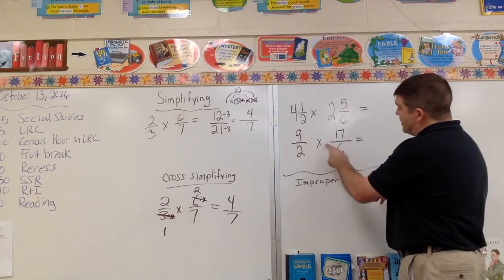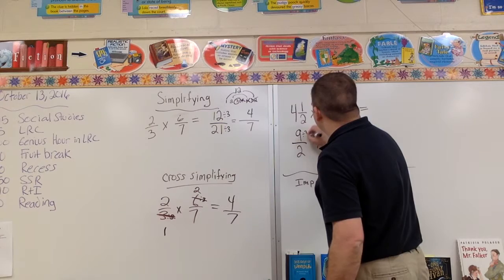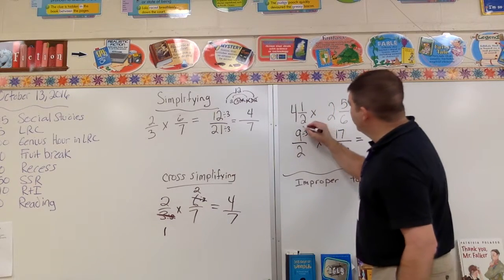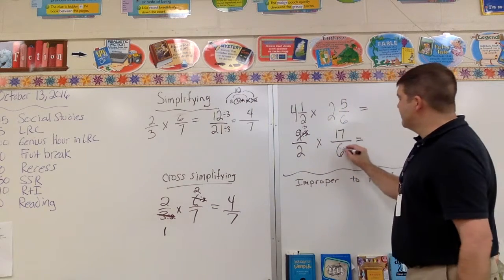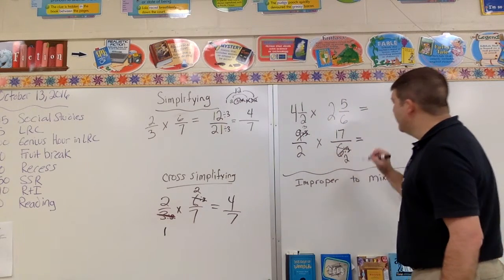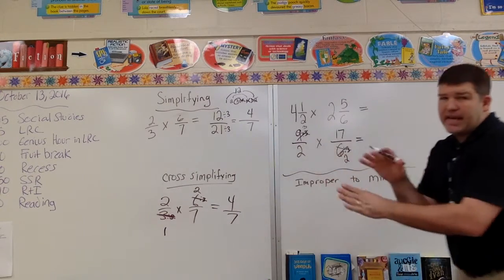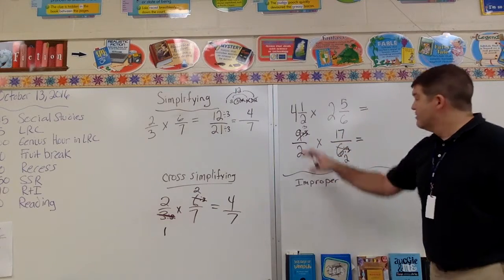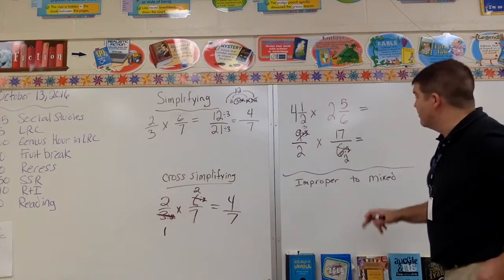Now I go crossways. 9 and 6, I know that 3 goes into each of those. 9 divided by 3 is 3. So my new number there is 3. 6 divided by 3 is 2. My new number there is 2. Awesome. 2 and 17 can't be simplified. Now, everything is in its simplest form. So then when I do it across, I don't have to worry about simplifying it afterwards.